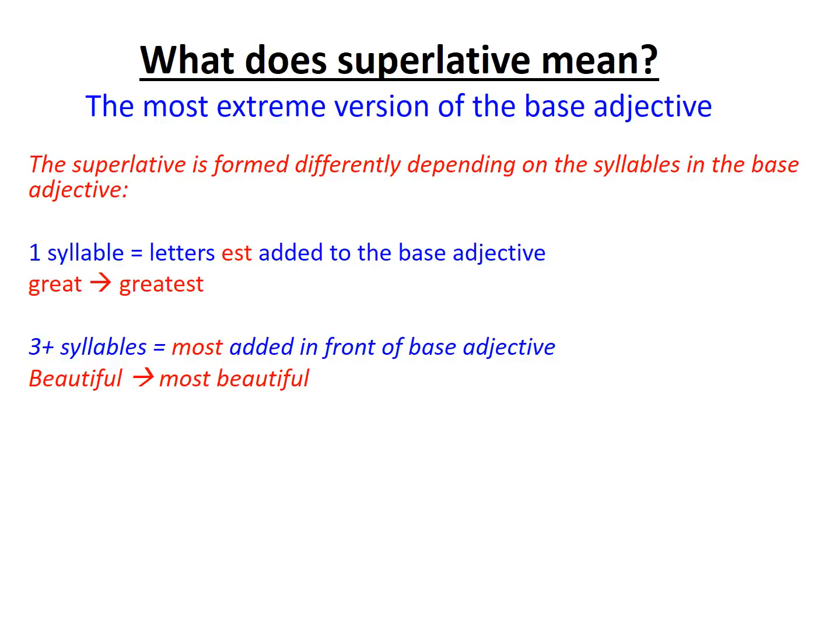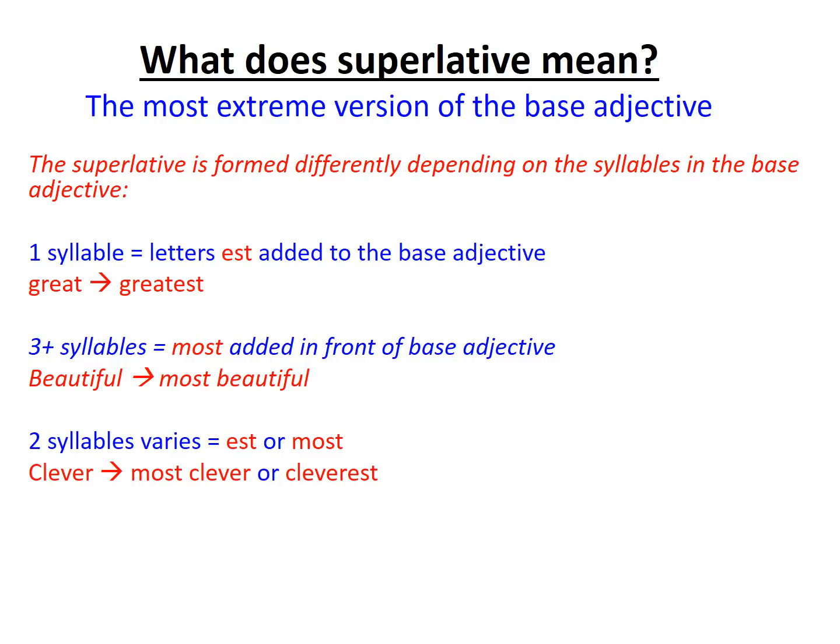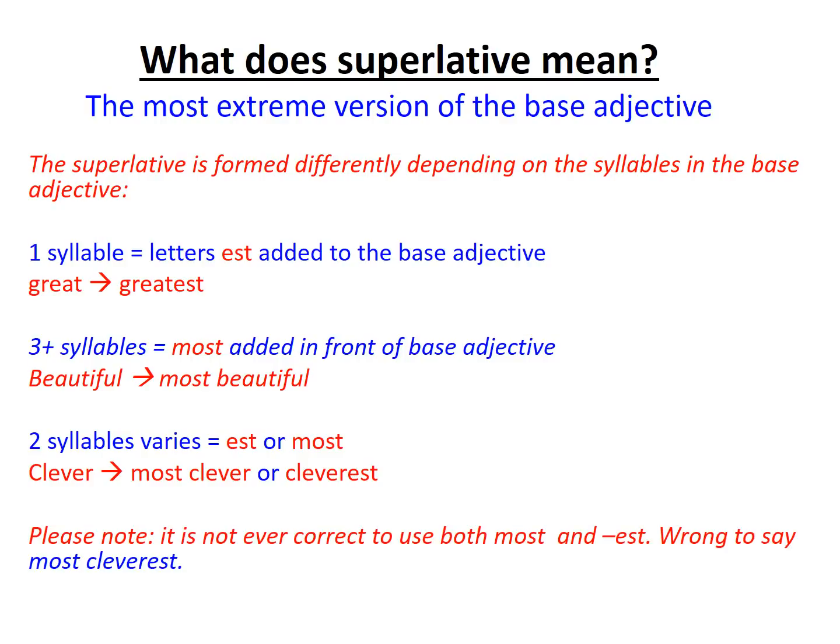For base adjectives with two syllables, this varies. It could be est or most. Est is added to the end of the base adjective and most is added in front of it. So for example, clever could become most clever or cleverest. Just like it was for comparative, it's never correct to use both most and est in the same word, so it would be absolutely wrong to say most cleverest. One or the other is accepted.